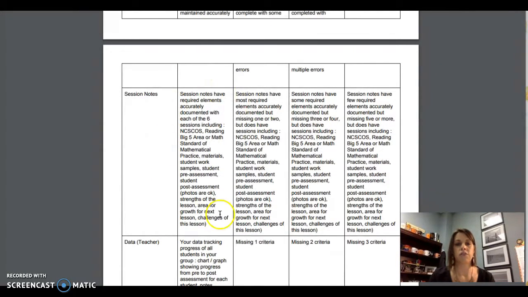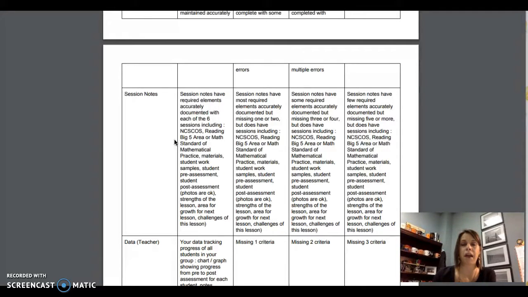Your session notes. So for each of your sessions, I am looking to see that you have the North Carolina Standard Course of Study, the connection to the Big 5 in reading, or the Math Standard of Mathematical Practice. So if you were working on reading, I want to see which part of the Big 5 it connects to. If you're working in math, I want to see which standard of mathematical practice it connects to. If you're unsure of those things, then you can look those up.